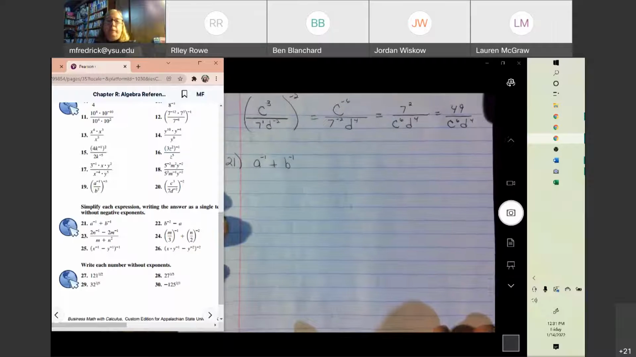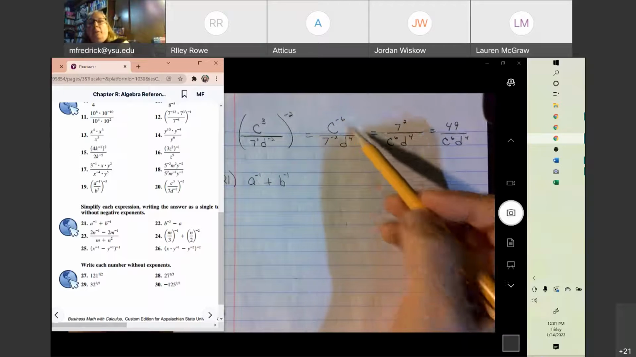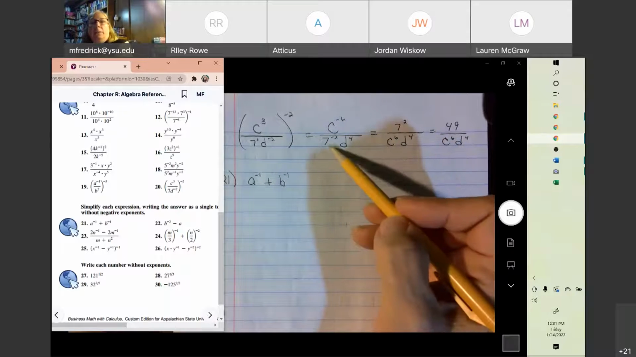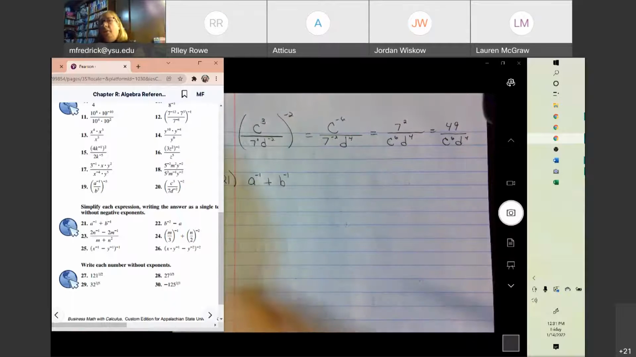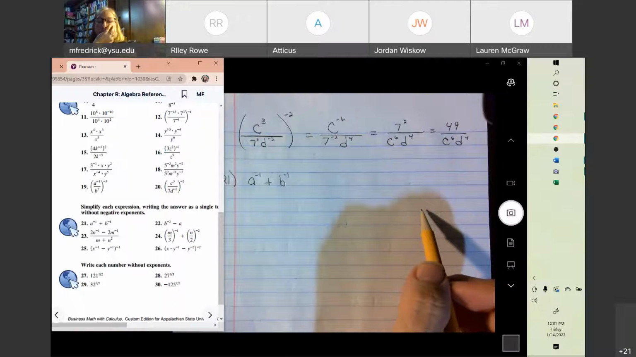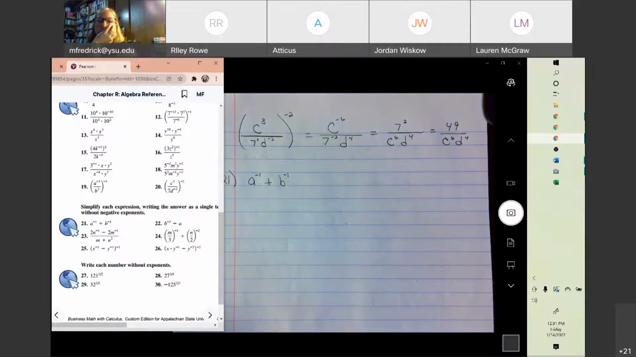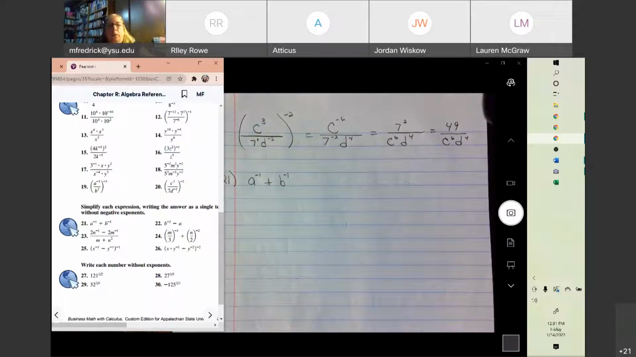You said that when you flip them, you only flip the negative exponents. Right. This one was a negative, so I moved it down, and this one was a negative, so I moved it up. So anytime you move it up or down, it changes the sign on the exponent. Okay, so you just don't have to flip the ones you don't want to. Correct. As long as it's all multiplication and division. As soon as we put an addition in there, we can't do that. Okay, thanks.